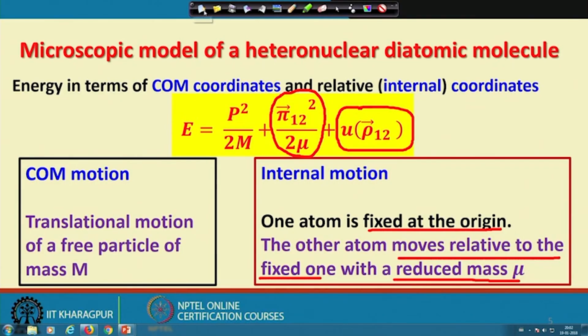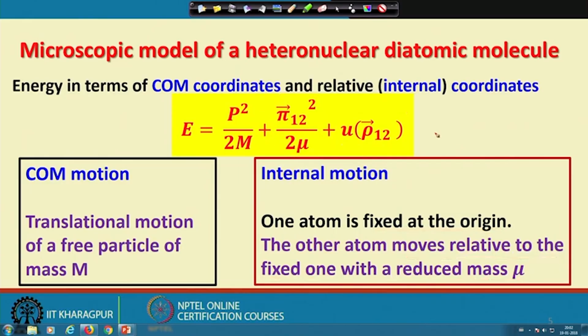We have also seen that the internal structure of a molecule should be associated with the vibrational and the rotational kind of energy states. But how do I go from this kind of an expression to associate the internal motion with the vibrational and rotational motion? So, that is the question that we are going to ask next.